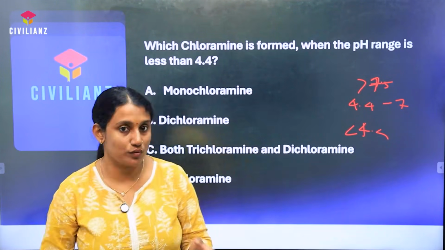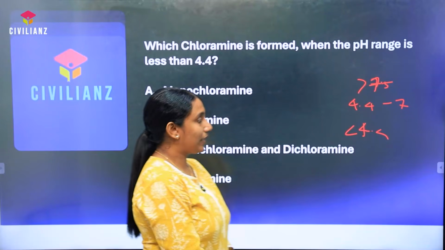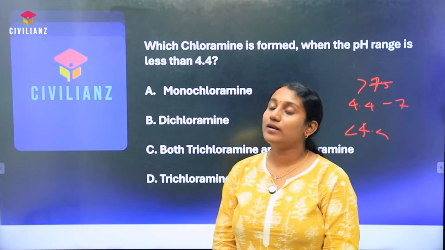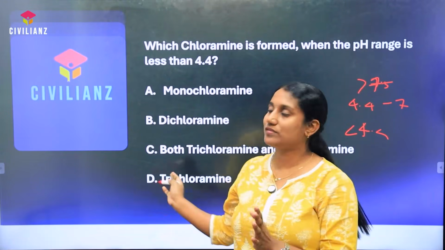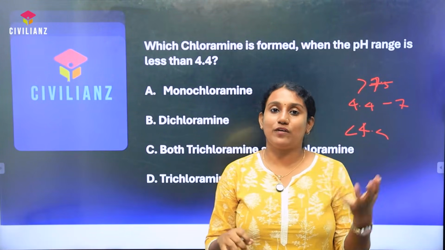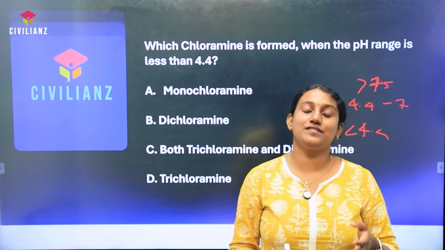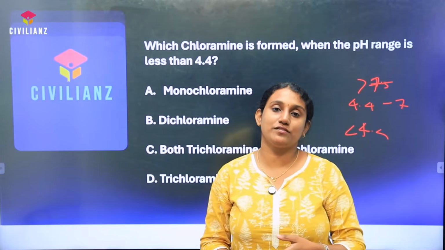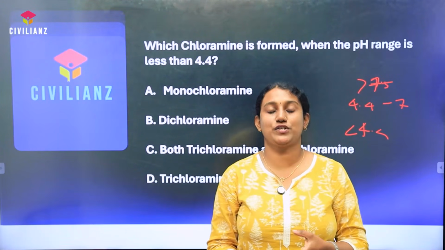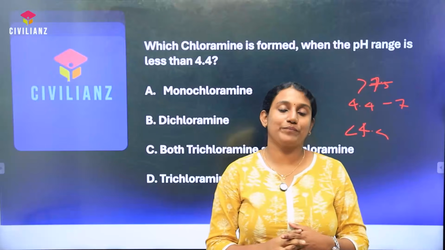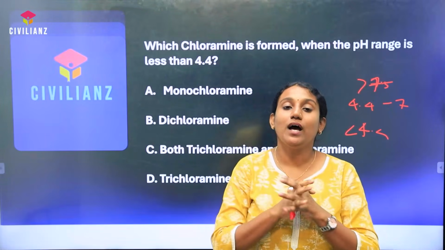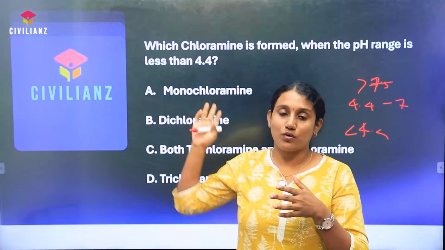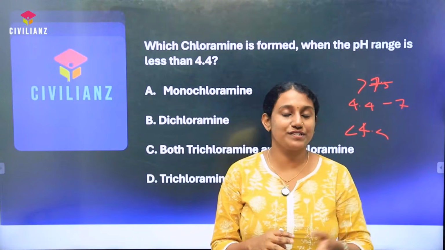This was our last question. In this section we discussed almost 25 questions, 20 plus questions. We covered population forecasting, characteristics of water, sedimentation process, coagulation, flocculation, and disinfection. These are the main topics we covered today. Just revise all the topics and questions and try to solve more questions from this area.